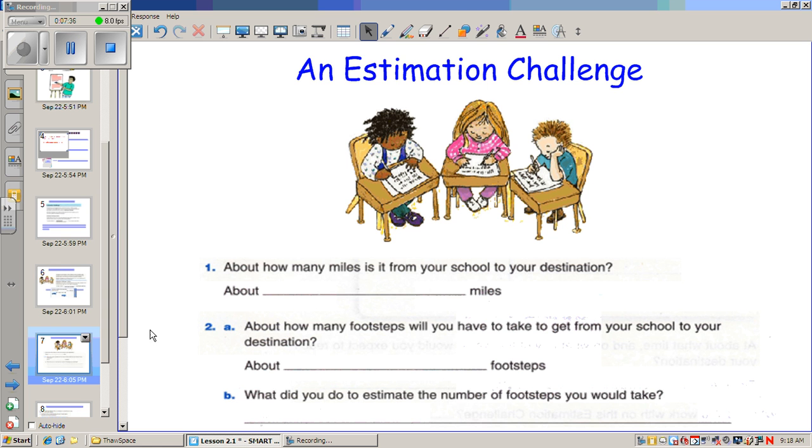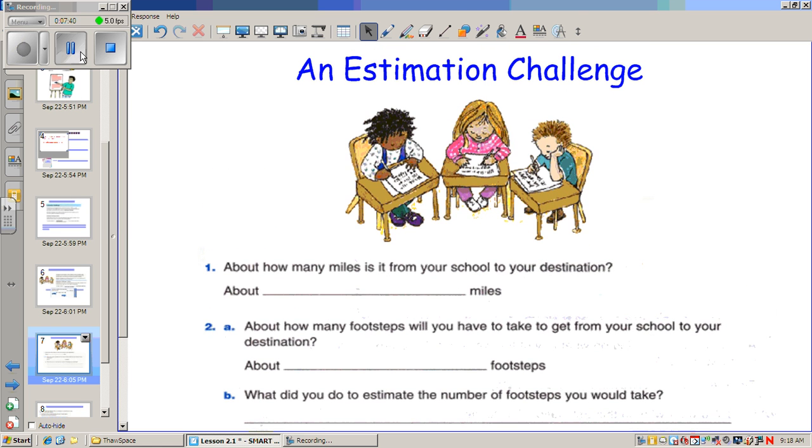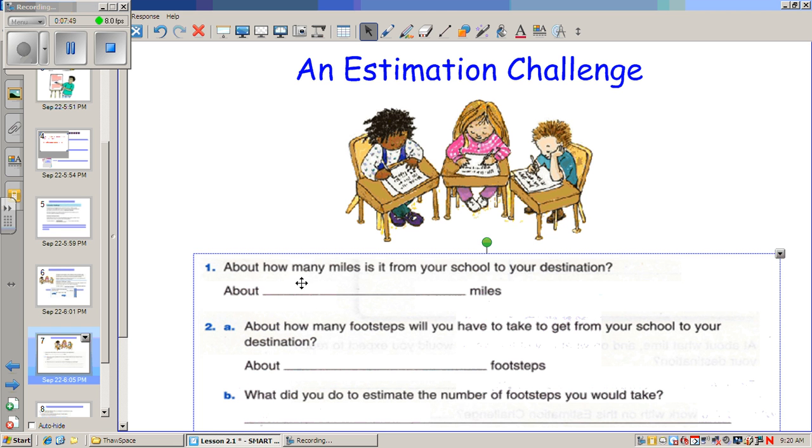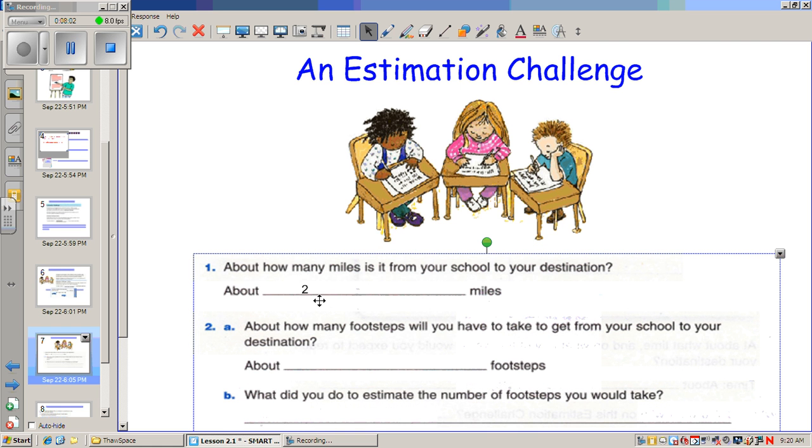Okay, so I want you to think about how far it is from our school to Long Lake Park. So if I gave you the miles, could you figure it out? I'm going to give you the miles. Our miles is actually 2. So how are you going to make an estimation? Now again, I do not want the exact answer. I just want an estimate, okay? So what can you use now to figure this out?